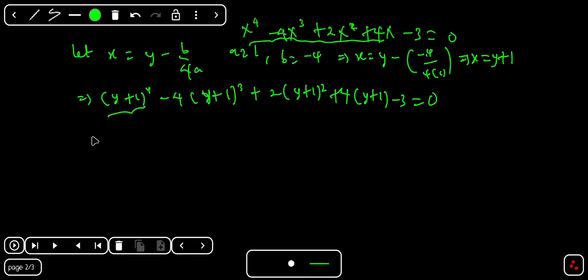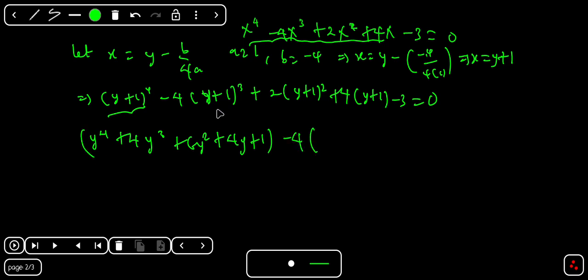So you can use your binomial expansion. If you do that, you are going to have y raised to the power of 4 plus 4y raised to the power of 3, then plus 6y raised to the power of 2 plus 4y plus 1. Okay, then minus 4 into bracket.